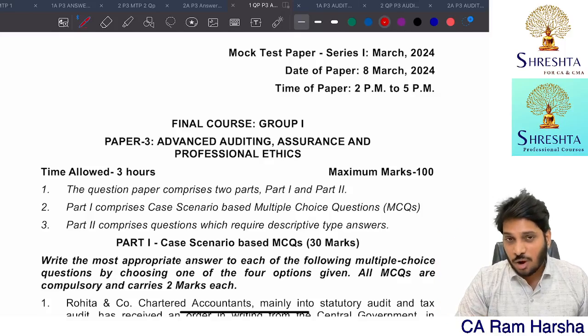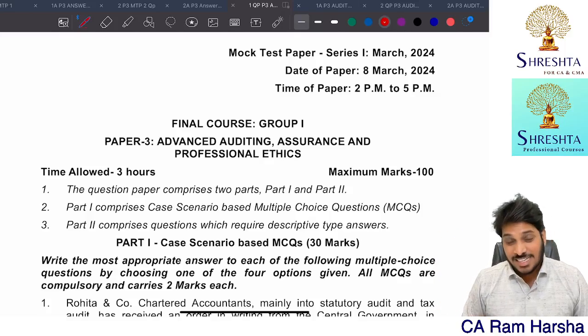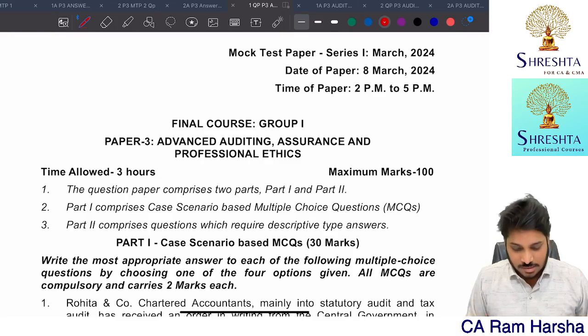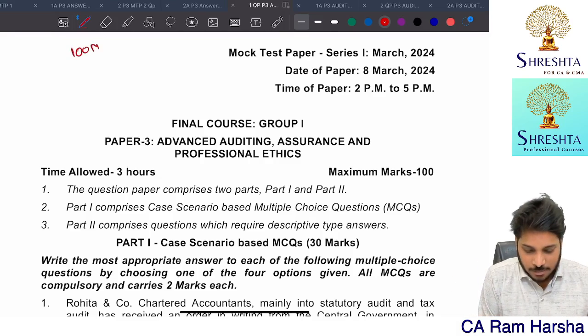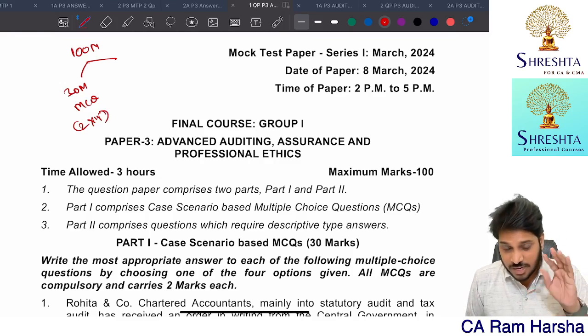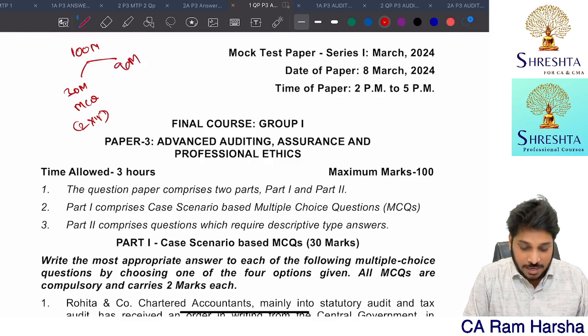So let's begin with mock test paper CA Final Advanced Auditing Series 1. In this, we are totally having, of course, 100 marks. 30 marks is for MCQs. Each MCQ is having 2 marks weightage, 15 MCQs they'll give you. 90 marks descriptive paper and 20 marks is choice.